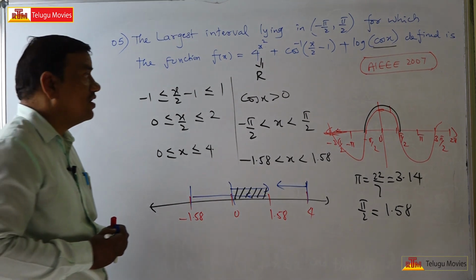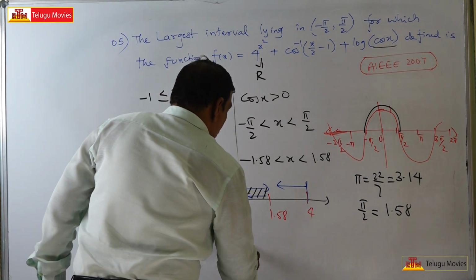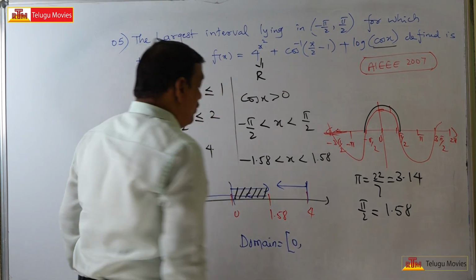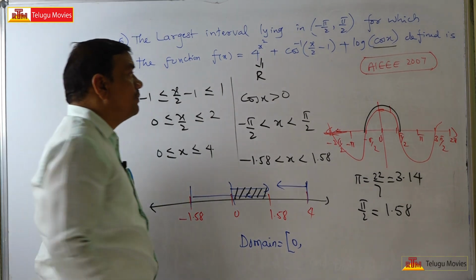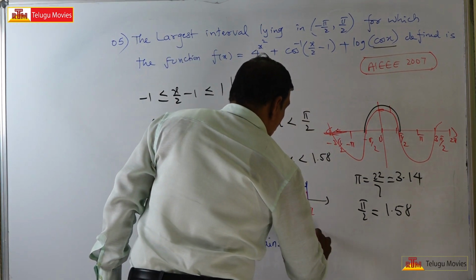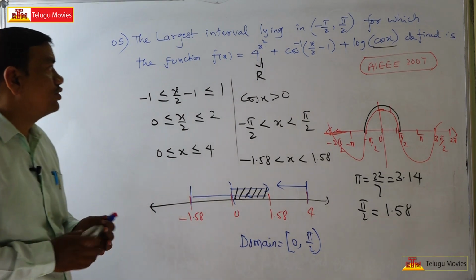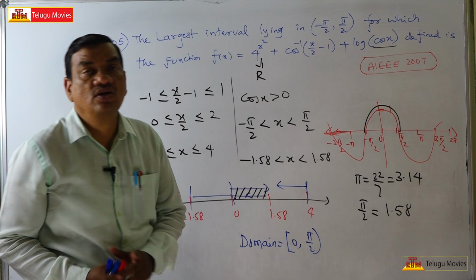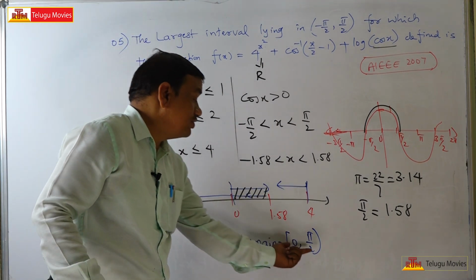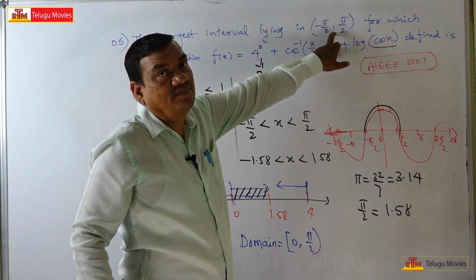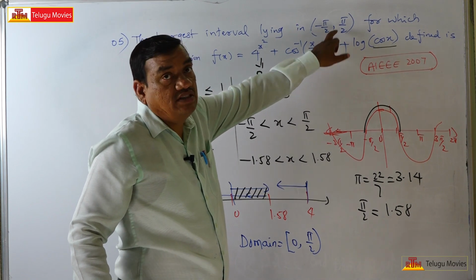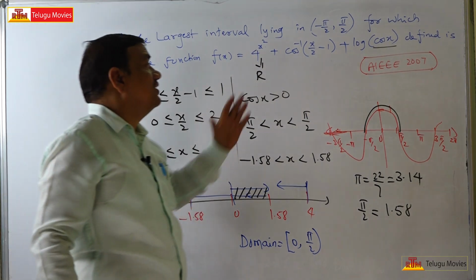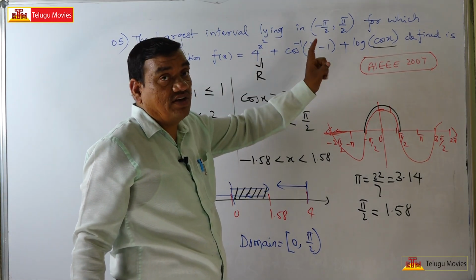Therefore, what is the domain of the given function? The domain of the given function is closed bracket 0 to pi by 2, open bracket. This is the largest interval. We cannot expand it beyond this. Up to this it is satisfying, and 0 to pi by 2 lies in the given interval. Therefore, this is the largest interval in which this function is defined.